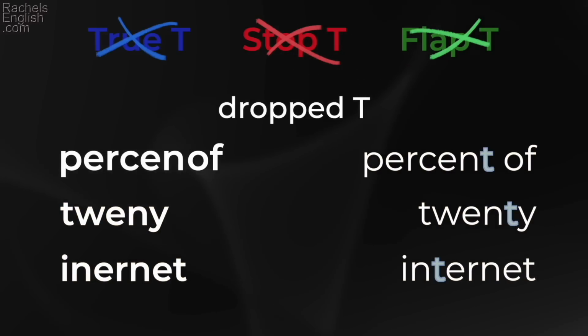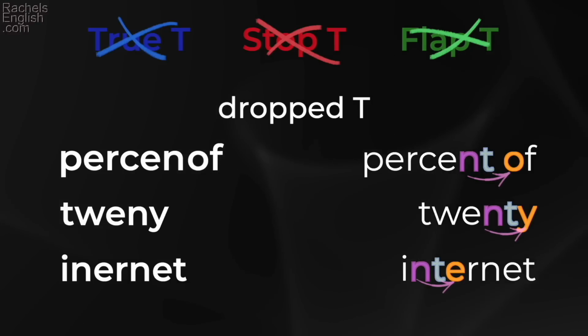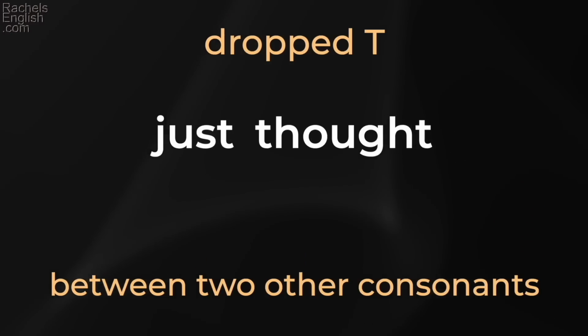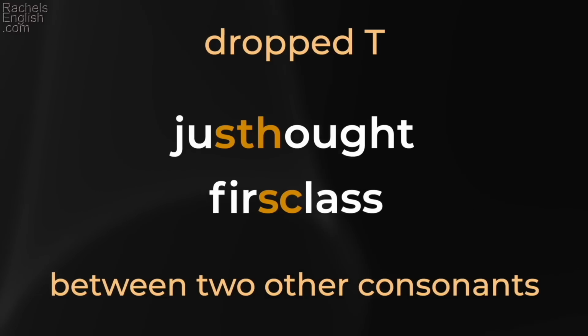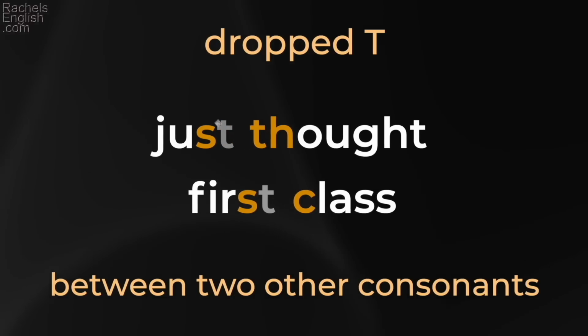This is common when T comes after an N before a vowel or diphthong, and I have a video with a bunch of examples of that. But also between two other consonants like just thought, or first class. When the T's dropped, we'll put an X over it like this.